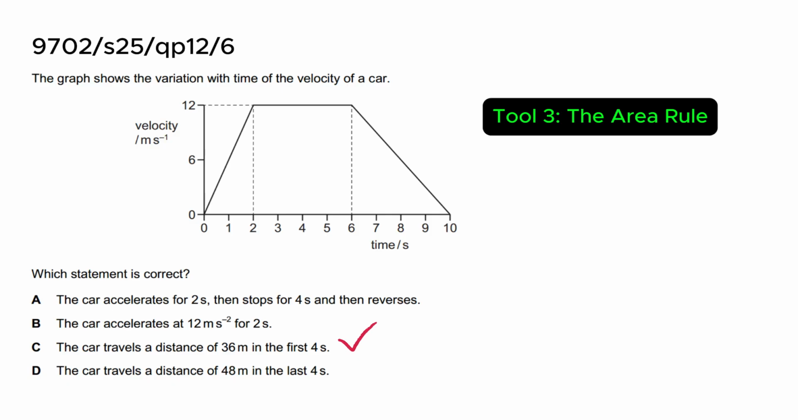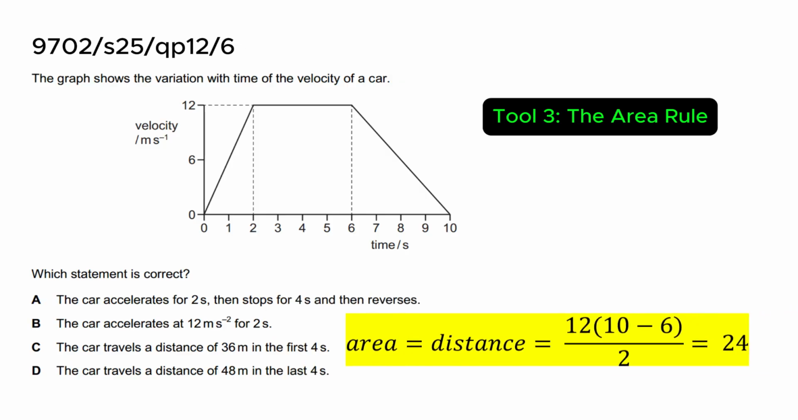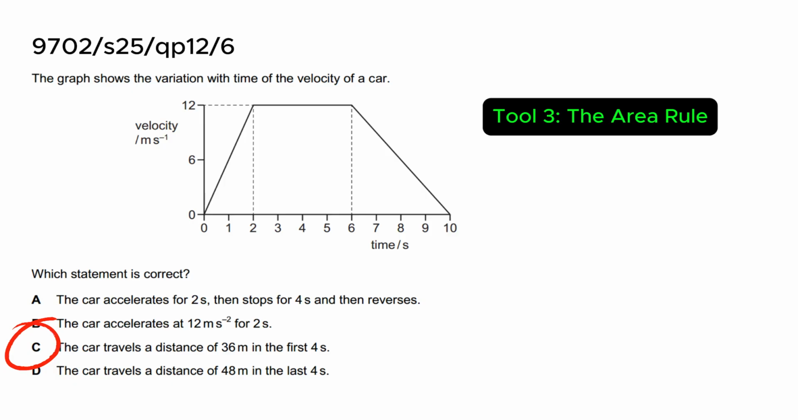It says 48 meters in the last 4 seconds. So again, we calculate the area under the graph from t equals 6 to t equals 10. The area is 24, but not 48. Option D is definitely wrong. So the correct answer is C.